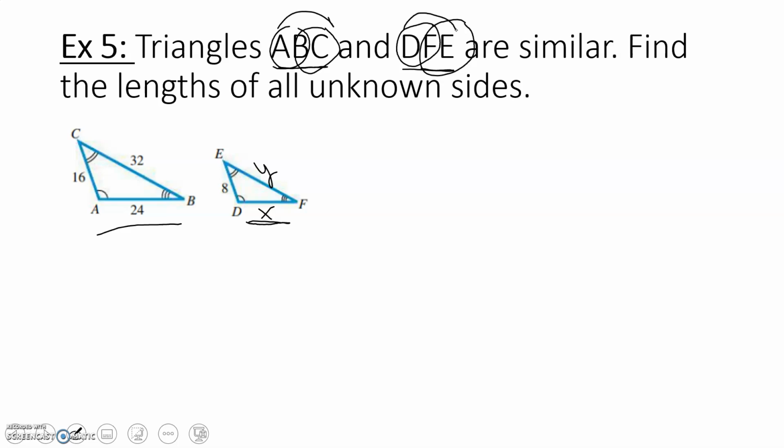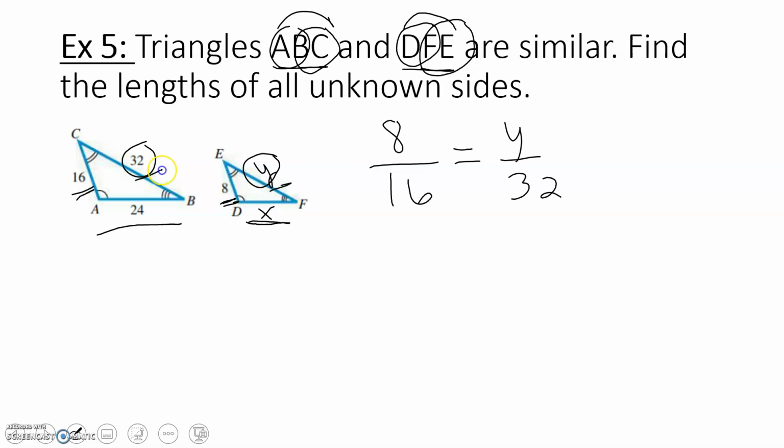So that means this side 8 is to this side 16. So I'm going to set up a proportion. It says 8 to 16. And then I'm going to do the Y, which would correspond to the 32. So that's one proportion that I set up. Now there are multiple that I can set up, but this is just the first one. I know that the 8 corresponds to the 16 and the Y corresponds to the 32. So I set up a proportion and I'm about to solve it.